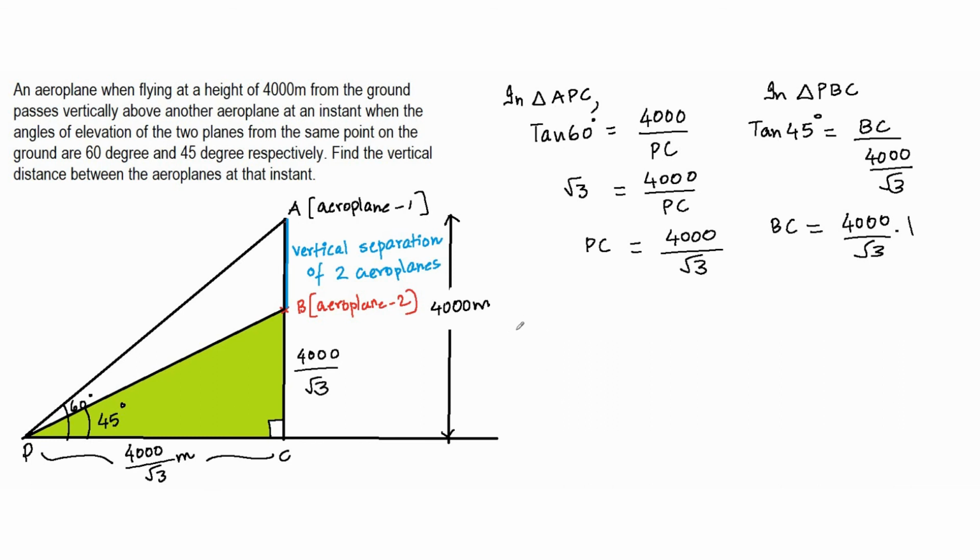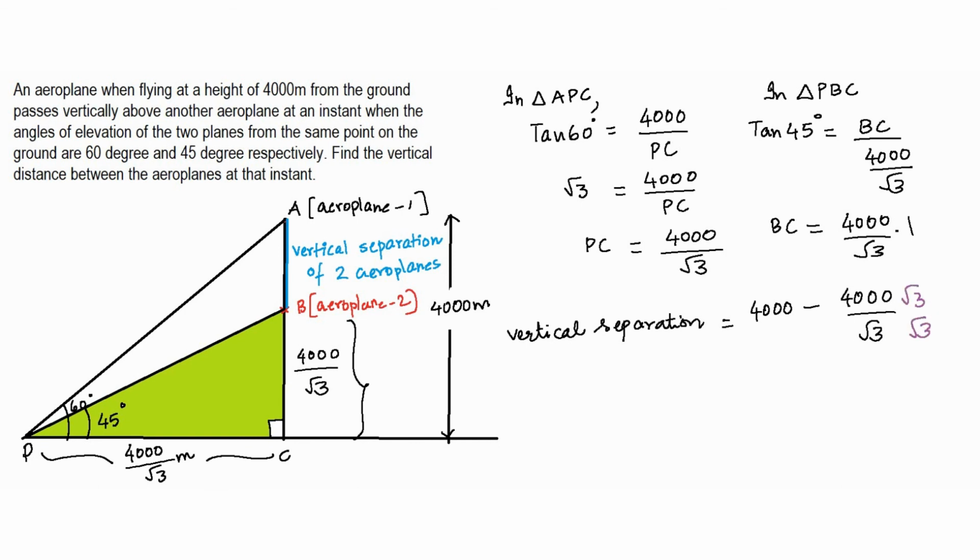And therefore if I want to find the vertical separation between the aeroplanes, what I can do is, I know that the complete length is 4000, of which BC is 4000 upon root 3. So the vertical separation is going to be 4000 minus 4000 upon root 3. Of course now I can multiply and divide by root 3.